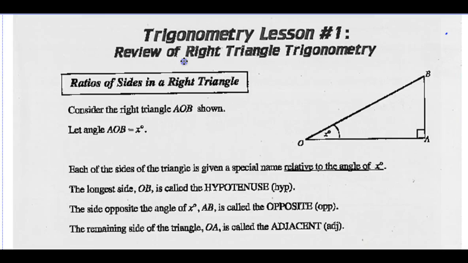The longest side OB is called the hypotenuse. That would be right here. The sides remaining in the triangle are called opposite and adjacent. Obviously the side opposite x is AB, and the side adjacent to x then would be OA.